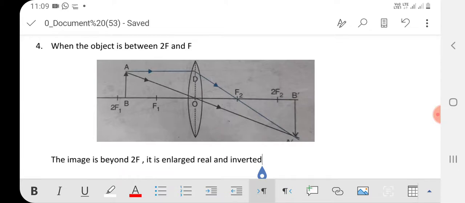What is the nature of image? It is enlarged, it is real and inverted.